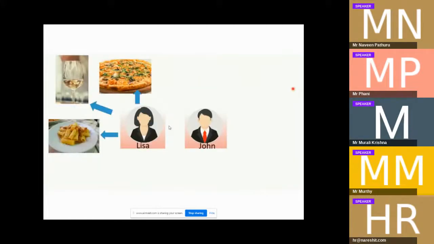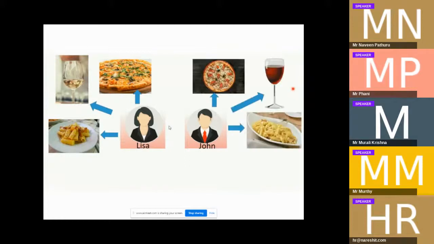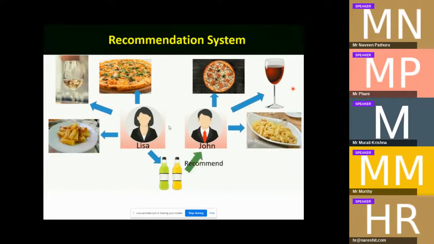But let's take a scenario. Here is Lisa. Lisa likes pizza, white wine, and pasta. Here is John. John also likes pizza. He also likes red wine. He also likes pasta. On a fine day, let's say Lisa bought a Sprite. What do we do? We can start recommending Sprite to John. Why?